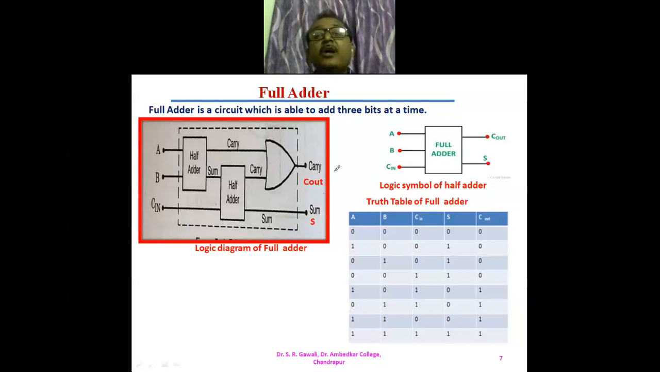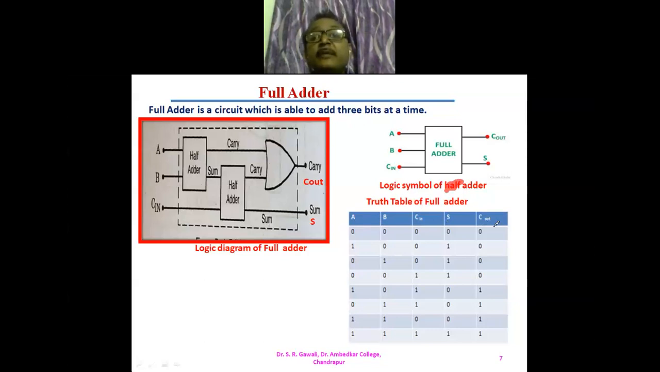So this is the logic symbol of the full adder. It is not the half adder, it is the logic symbol of the full adder. There are three inputs A, B and CIN for this full adder, and the outputs are sum and Cout. So A, B, CIN are the three inputs, and S and Cout are the two outputs. Both these outputs are independent. They are not dependent upon one another.